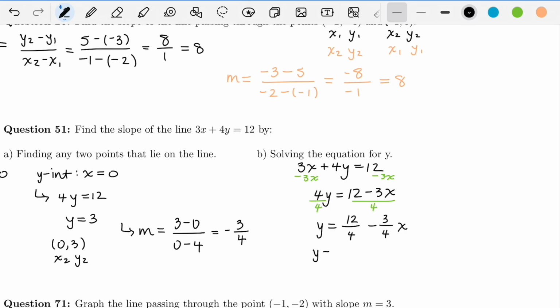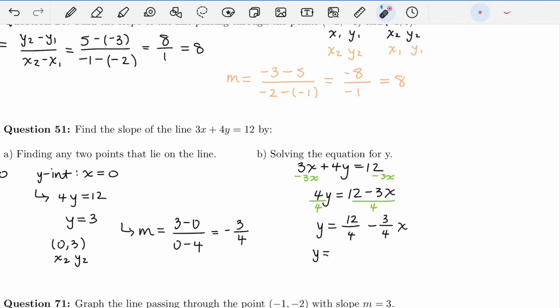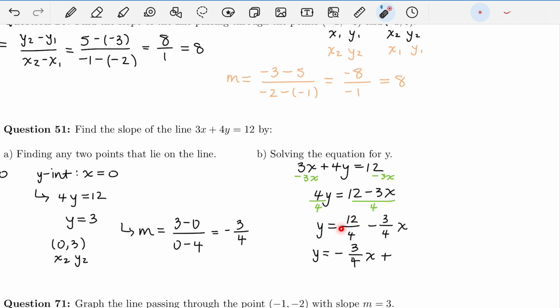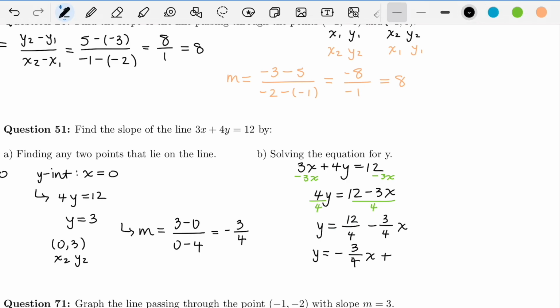All right, we also want to rewrite this equation so that our term with our variable comes right after our equal sign here. So we get minus 3 over 4x, and then we're going to add this term here. So I'm not changing the signs of these terms. This is a positive, this is a negative. I'm just reordering them. 12 divided by 4 is going to give us 3.